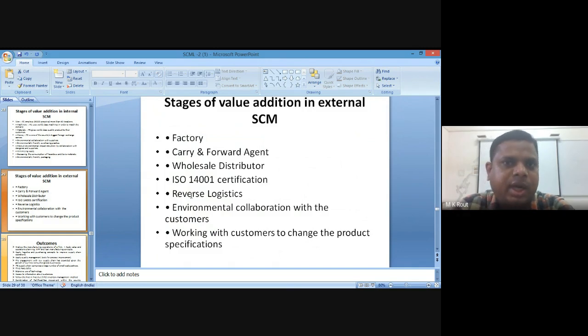Logistics is basically divided into two types. One is forward logistics, that is the flow from company to customers. And in case of reverse logistics, that is customer to companies. That is the concept of reverse logistics.